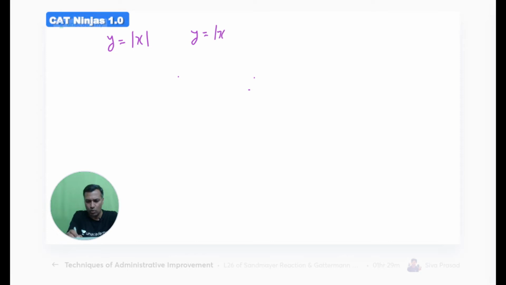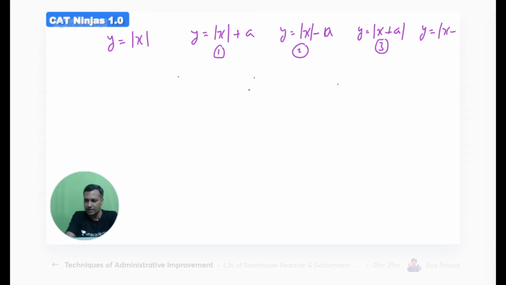y is equal to mod x plus a. Let's say a is a positive number. y is equal to mod x minus a. That's the second transformation. Say this is number one, this is two. The third transformation is y is equal to mod x plus a, and the fourth transformation is y is equal to mod x minus a. These are the four basic transformations we should be aware of.